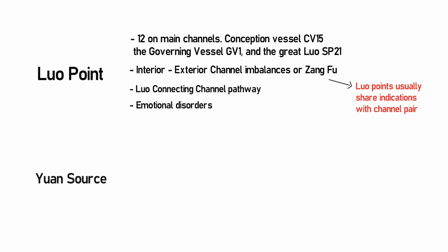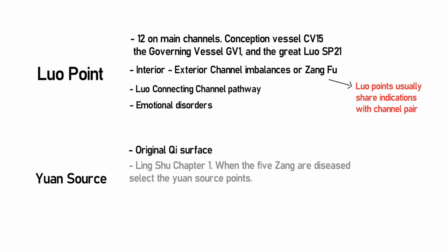Yuan source points. It's where the original qi surfaces. They are the primary points for the yin channel. According to the Ling Shu chapter 1, when the 5 Zang are diseased, select the Yuan source points.